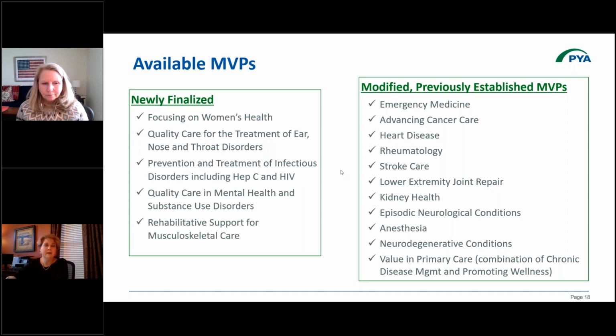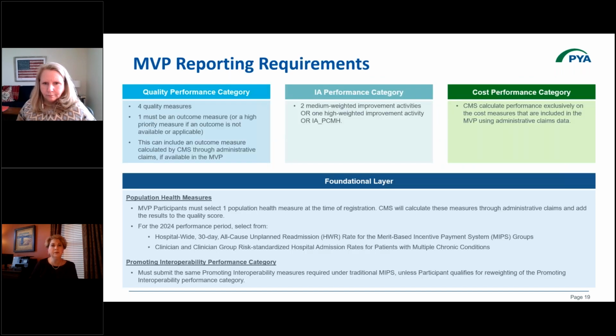These are the available MVPs, and the 5 on the left are the ones that were newly finalized in 2024. The ones on the right were previously published and available. They just made some edits within the MVP itself, primarily tidying up some of the improvement activities and tying together some of the promoting interoperability requirements, but really more refinements than any kind of major overhaul. Though I did notice, and they did speak to this, they combined the value in primary care. They took chronic disease management and promoting wellness that were there previously, combined them and made that into one.